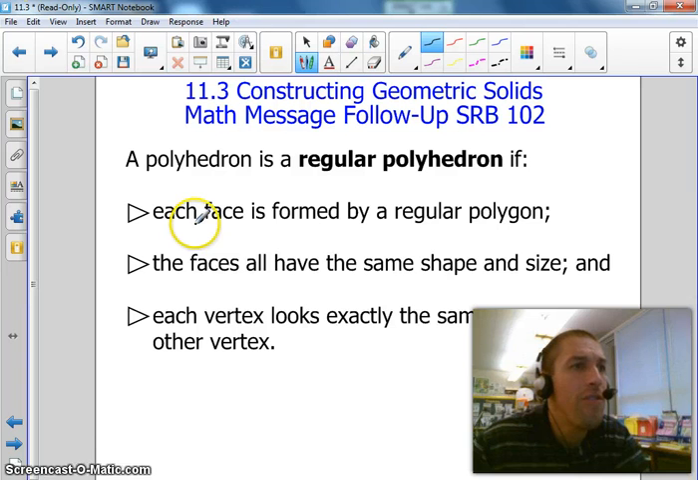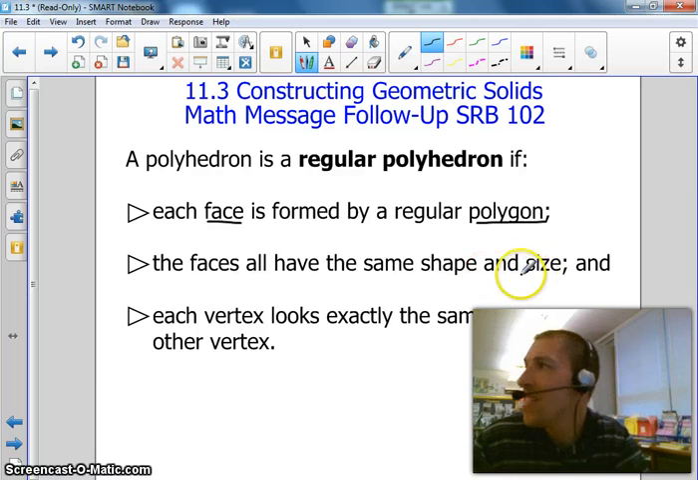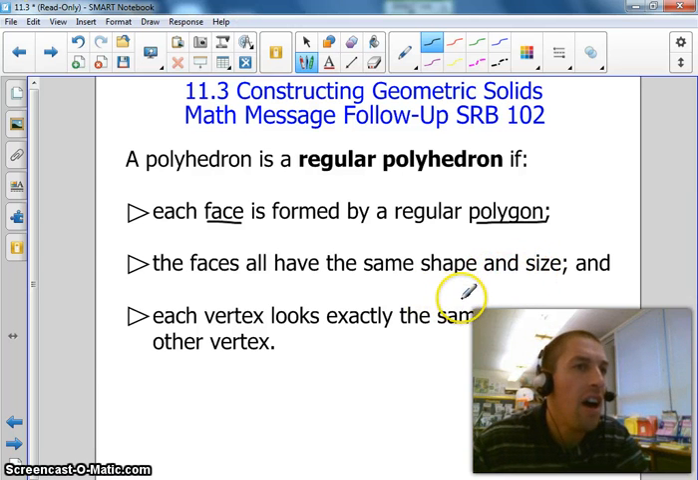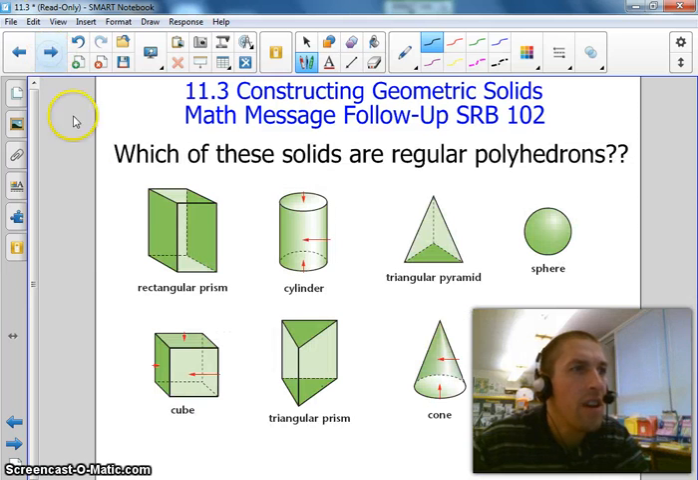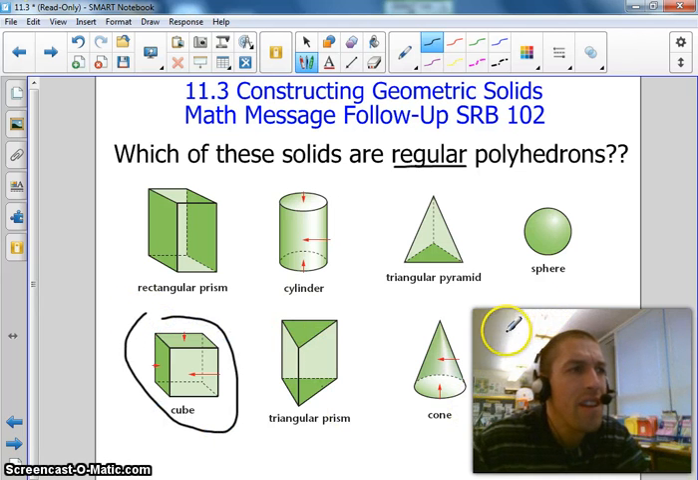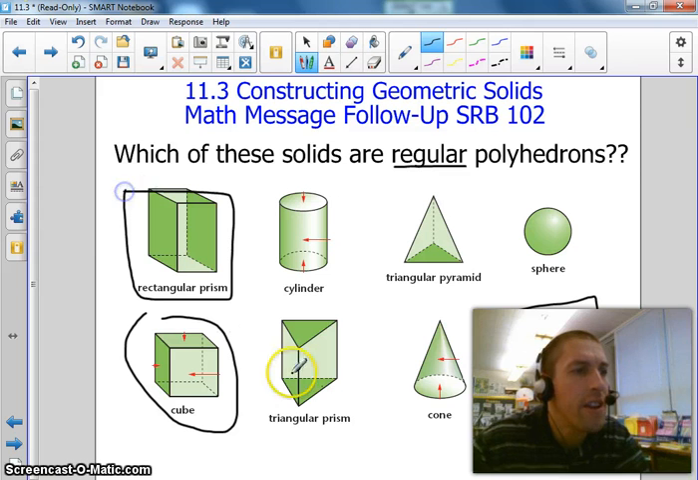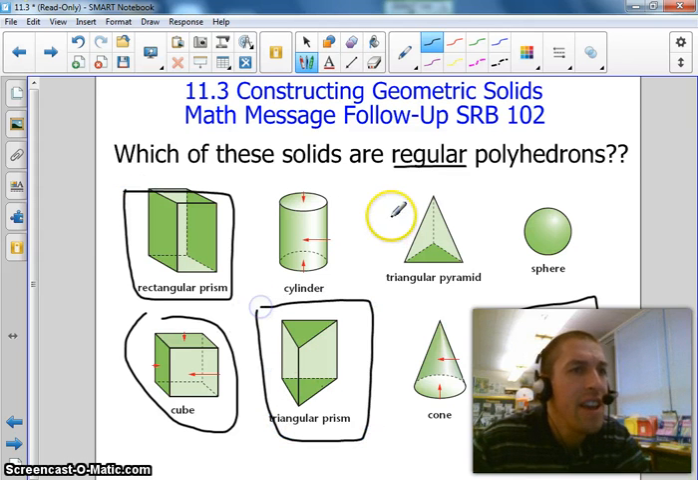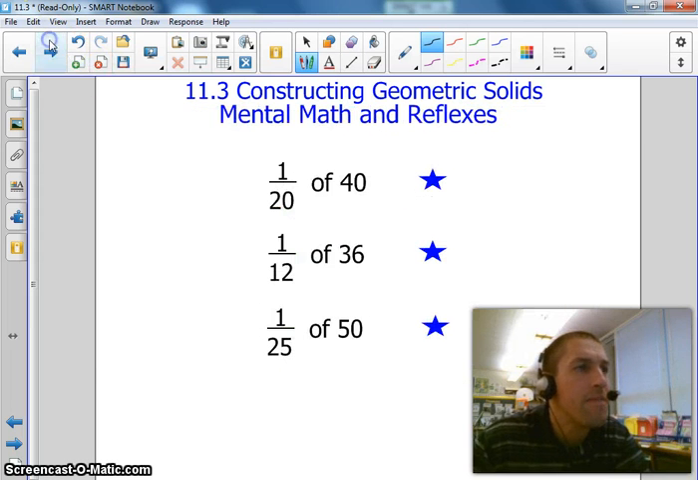Regular polyhedron: each face is formed by a regular polygon. All the faces have the same shape and size. That does not mean that they're all triangles or they're all squares. They have to all be exactly the same size, but they're all made of polygons. And each vertex looks the same as the other ones. Which ones are regular polyhedrons? Well, a cube would be one. A square pyramid would be a polyhedron. A prism would be a polyhedron over here, and a triangular prism would be a polyhedron, and a triangular pyramid would be a polyhedron. Moving on.